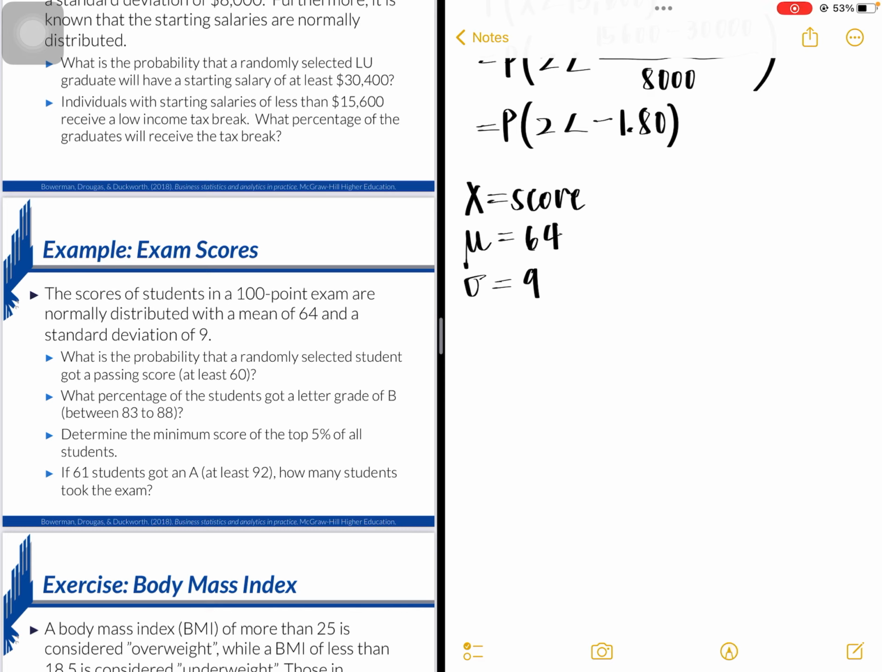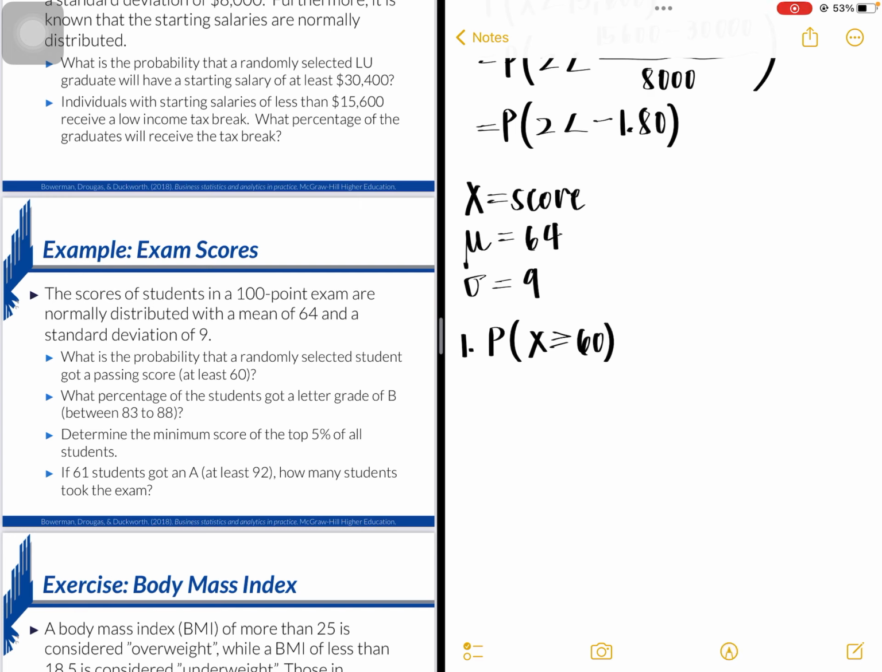So for the first question, we need to look for the probability that a randomly selected student got a passing score, or at least 60. So in this question, again, we first formulate this in terms of x. So what the first question is asking for is the P, or the probability that x is at least 60.